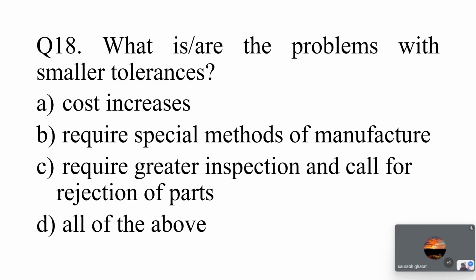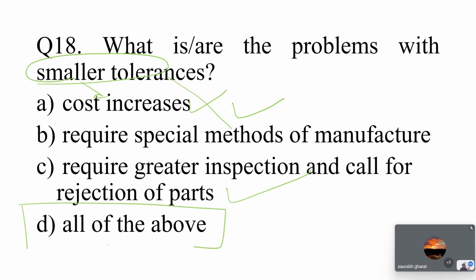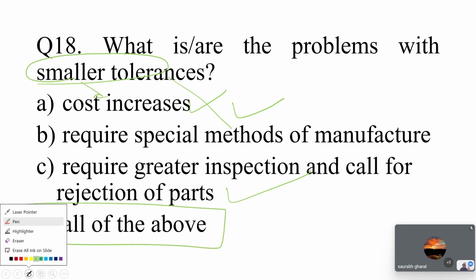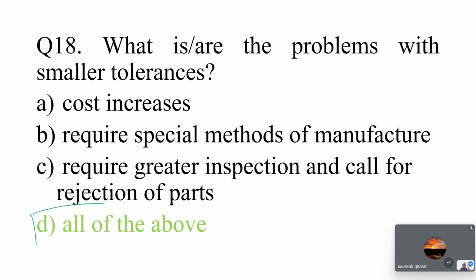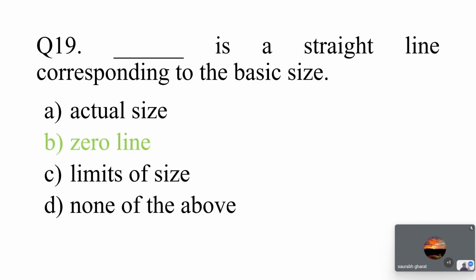If we go to the slides, cost increase due to smaller tolerances is correct. Required special measures to manufacture in case of small tolerances, so this is correct. Required greater inspection and calibration of parts, so this is also correct. So all of the above is the correct answer. All of these satisfy the condition for small tolerances. So this is the answer to the question.